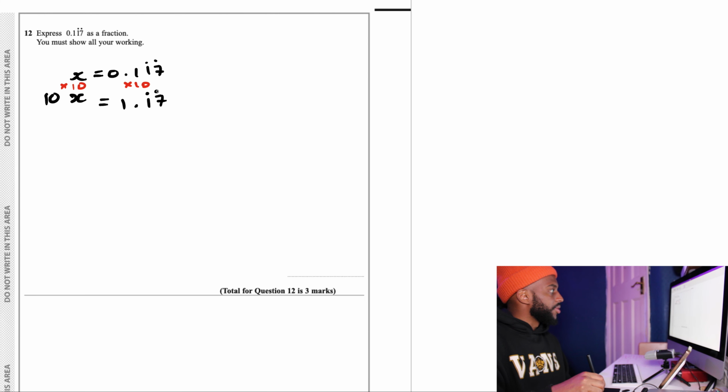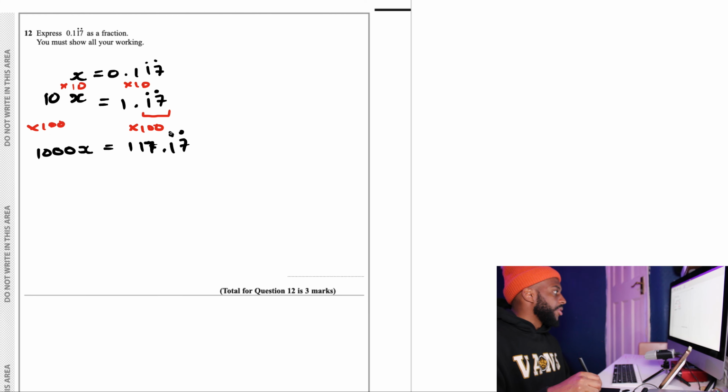1.17 recurring. So now we've got the recurring part on the right side of the decimal with no numbers in between. We need to get it on the left side of the decimal, and to do that we're going to times it by 100 because we need to move two numbers. So we times both sides by 100. That's going to give us 1000x equals 117.17 recurring.